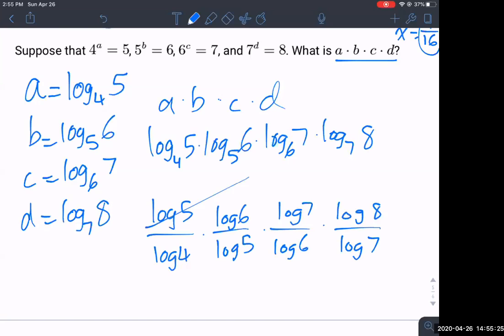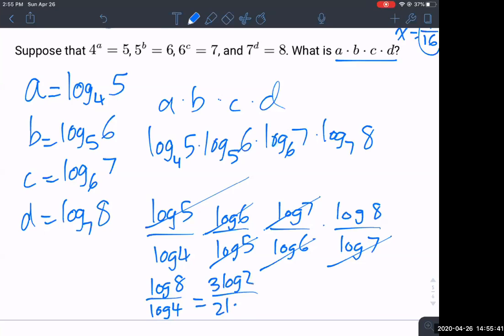Which we can cancel a lot of the terms. So we end up with log 8 over log 4. To further simplify this, we can turn it into 3 log 2 and 2 log 2, because that's 2 to the 3 and that's 2 to the 2. And then the log 2's just cancel. So we end up with 3/2.